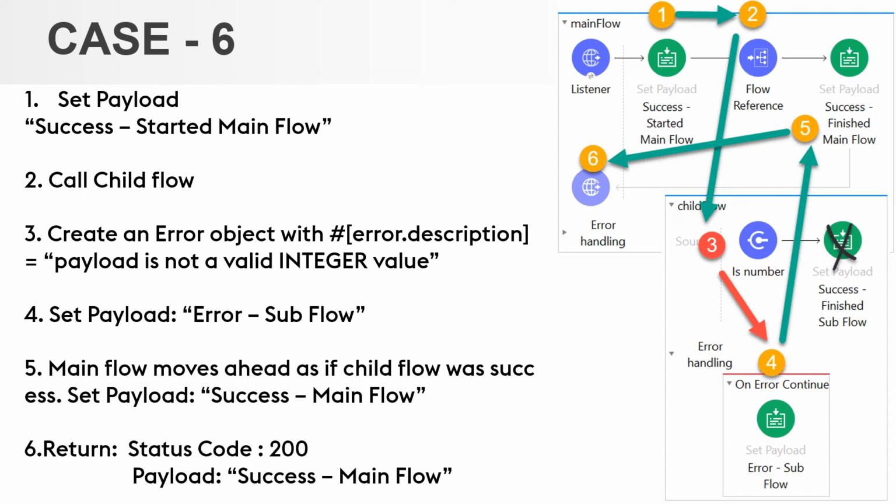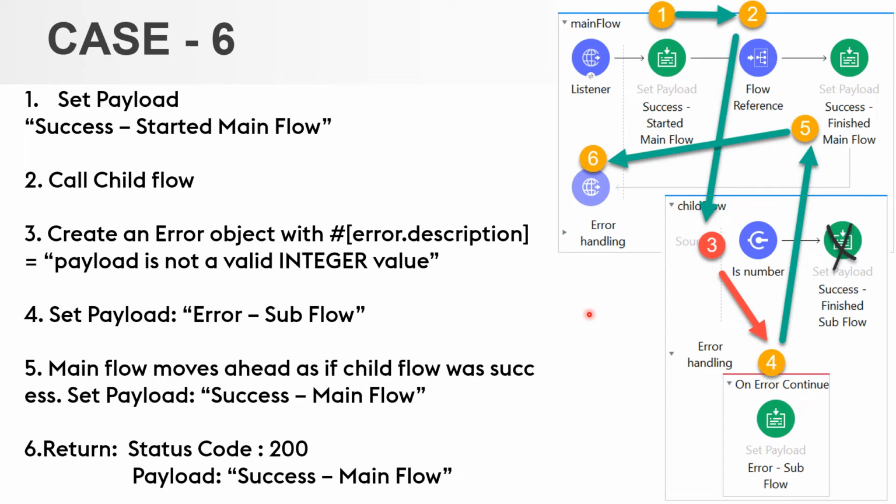We have covered the main flows. Now let's go to the child flow. Here you have a main flow looking almost similar. Set payload is setting success started main flow. Then we are calling a flow reference. And in the flow reference, we now have is number and set payload. Again, in the main flow, you have set payload success finish main flow.